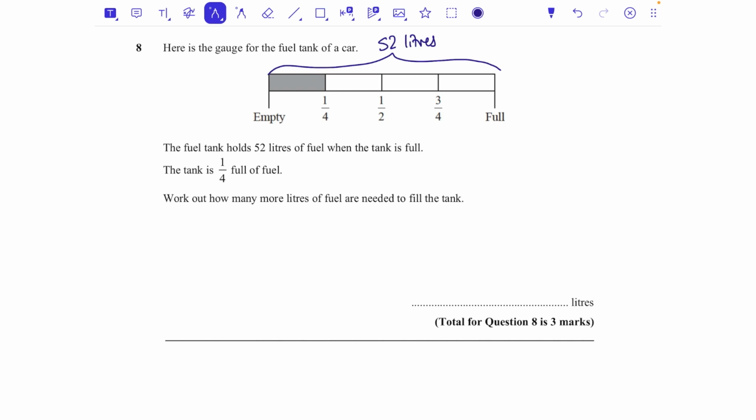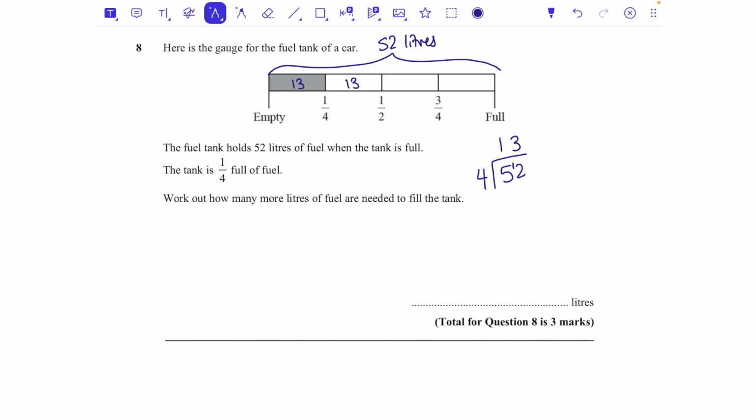So this is split into 4 equal sections. If I do 52 divided by 4, now this was a calculator paper, but it could very easily not be, so let's try and do it without a calculator for this one. How many 4s go into 5? That fits in once, remainder 1. How many 4s go into 12? That's 3 times. So I know that this section has 13 litres in it.